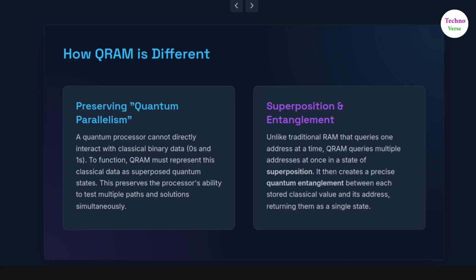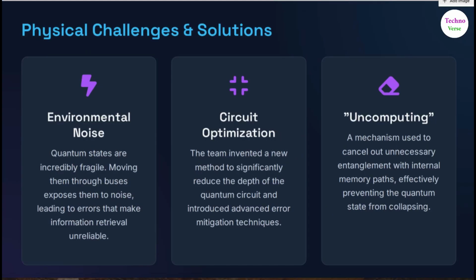Of course, this imposes immense physical challenges. Linking binary values to qubits and then maintaining that entanglement while quantum states travel through buses to the processor exposes the system to environmental noise. This leads to numerous errors that can make information retrieval less than fully reliable. However, the team largely overcame these issues. They invented a new method to reduce the depth of the quantum circuit, introduced error mitigation techniques, and relied on an uncomputing mechanism to cancel out unnecessary entanglement with internal memory paths, which prevents the quantum state from collapsing.